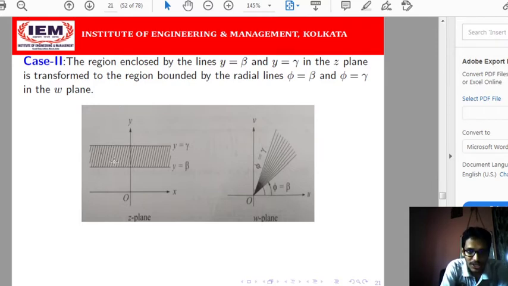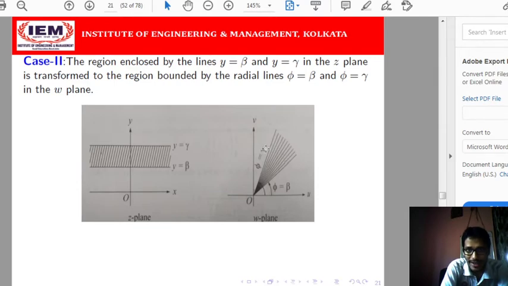Now we are considering the region in between beta and gamma. We are considering two straight lines in the Z plane, y equals beta and y equals gamma, and the region in between these two lines. This is mapped to the region in between the two straight lines phi equals beta and phi equals gamma in the W plane. Phi equals beta means the straight line that makes an angle beta with the u axis, and phi equals gamma means the straight line that makes an angle gamma with the positive u axis. So this geometrical figure, by virtue of the mapping W equals e to the power Z, is mapped to this region.